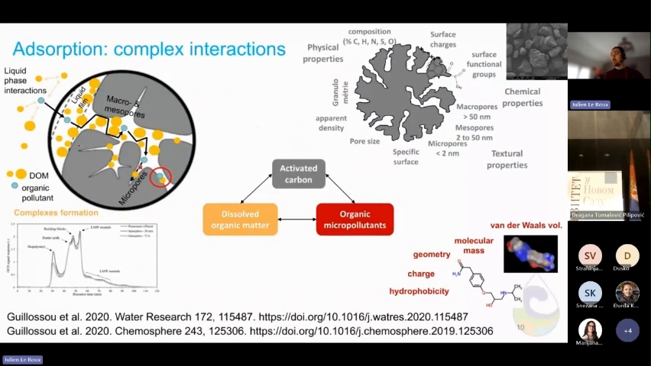In this PhD thesis, we've done a lot of lab work also to try to understand the complex interactions that take place in the adsorption process. And so we've done a lot of different studies with dissolved organic matter to try to understand the interactions between micropollutants and their chemical properties and the adsorption on activated carbon, the properties of the activated carbon, all these that are written here, and the properties of dissolved organic matter.